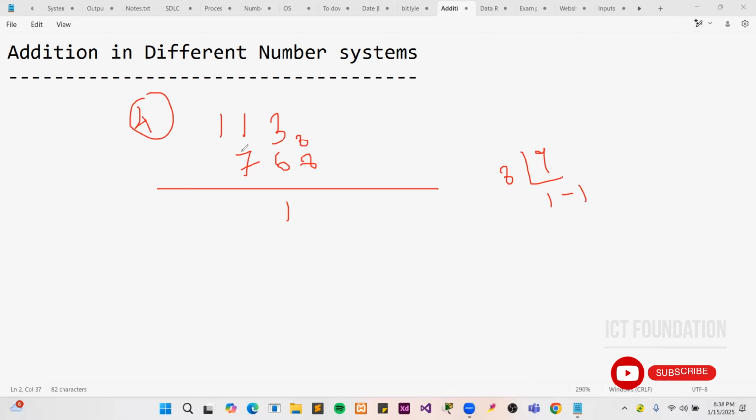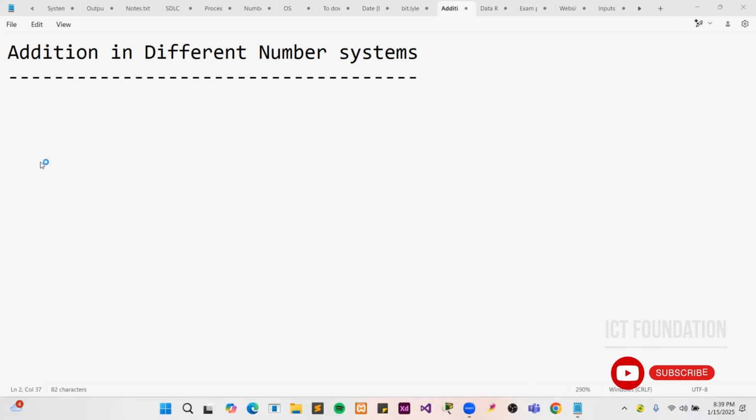Then 7 plus 1 is 8, with the carry value 9. Then again, you can write 1 here. Then 1 plus 1 will be 2. That way, we can do simple calculations. But I'm doing another example with different numbers.